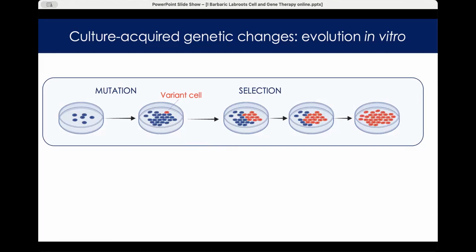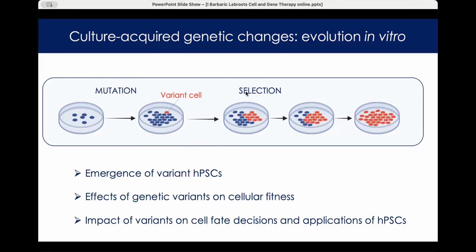And so what this means is that if we want to minimize the appearance of variant cells in culture, if we want to de-risk the process for basic research and for cell therapy, we need to understand both how mutations arise in variant cells in the first place, and then how they are eventually selected for, or how they impact cellular fitness and fate decisions in pluripotent stem cells and their progeny. And essentially, these are the questions that my lab is tackling, and I will tell you a little bit about our work in each of these topics.